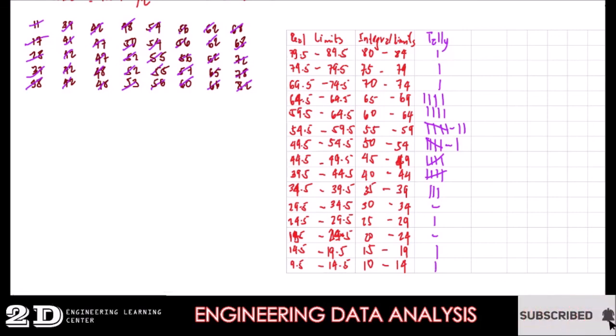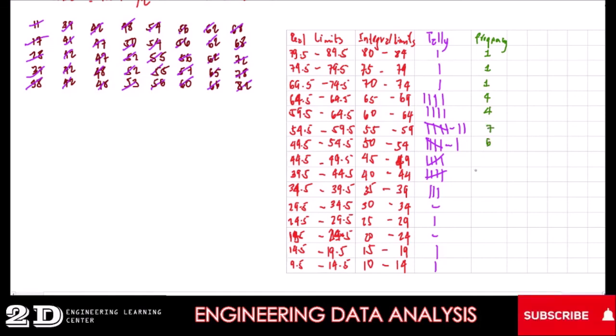So next we will have the total of our tally, and that is now our frequency. Okay, frequency. So for this first interval we have 1, next we have 1, then 1, then this is 4, 4, we have here 7, 6, then we have 5, 5, 3, 0, 1, 0, 1, 1.